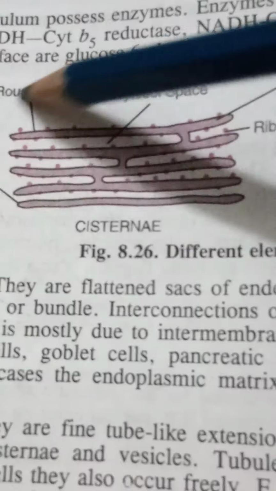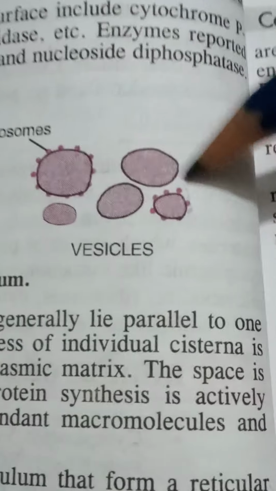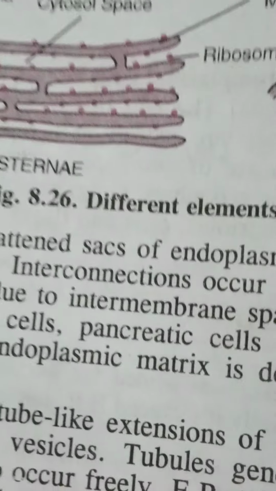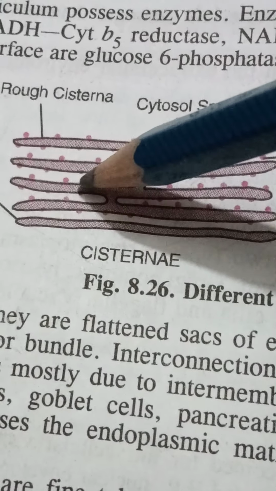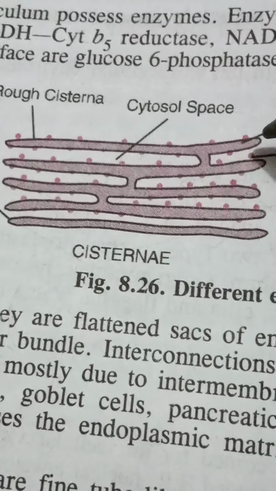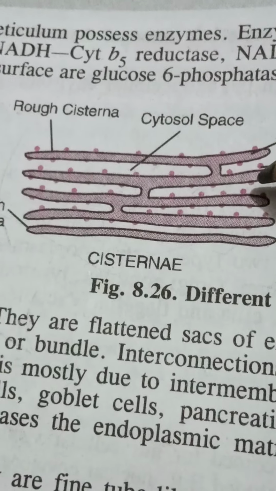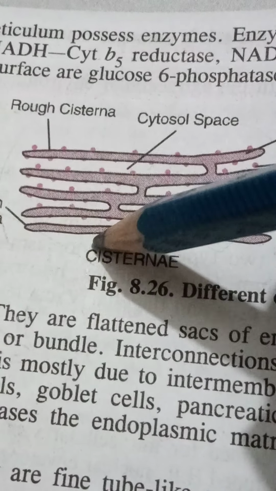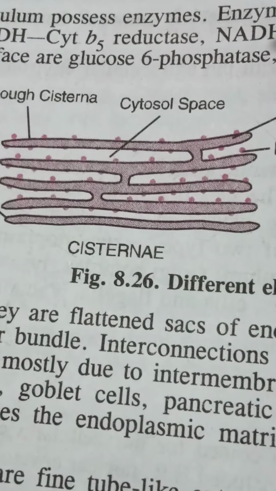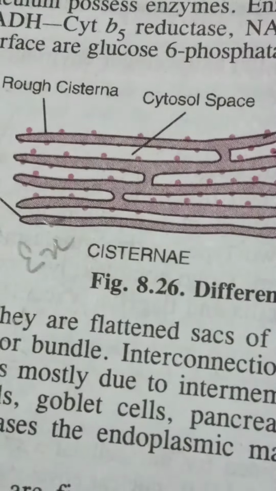Now, as you can see here, this is the structure of the endoplasmic reticulum. The endoplasmic reticulum is divided into two different spaces or compartments. The portion present within these tubules, within these boundaries, this inner space is known as the luminal space. And that which is present outside these structures is called the extraluminal space.